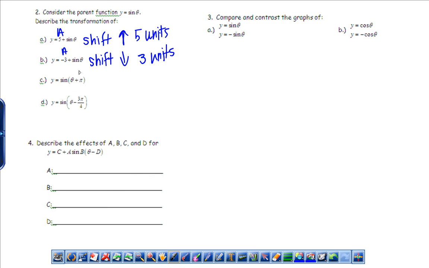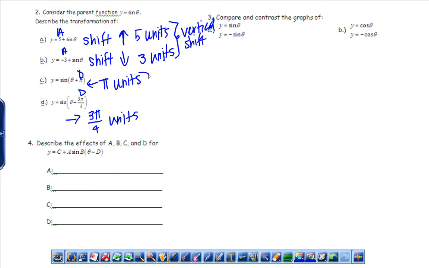This value inside here is your D. So what happens to your D? Inside the parentheses, remember you're always doing opposite. So if you add this, then you're going to go left, and this would be pi units. You're always going opposite. And this right here, it says 3 pi over 4. I'm going to go right, 3 pi over 4 units. This right here, when you're doing up and down 5, this is your vertical shift, and your D is going to be your left and right shift. That is going to be your horizontal shift.